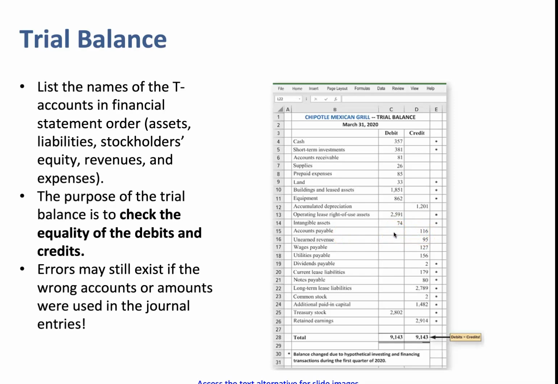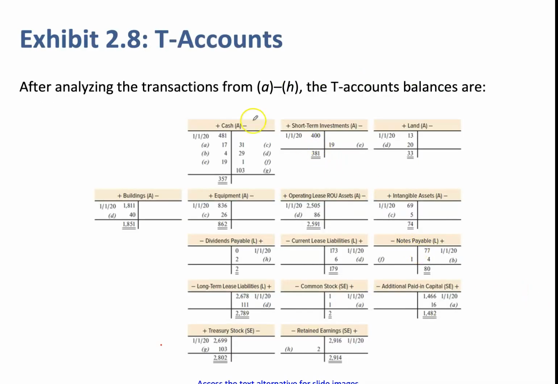Now, here I want to introduce something called normal balances. So what is the normal balance? Normal balance is the side that an account is expected to end with. For example, the normal balance of cash is debit. So a normal balance is the side where an account usually increases.